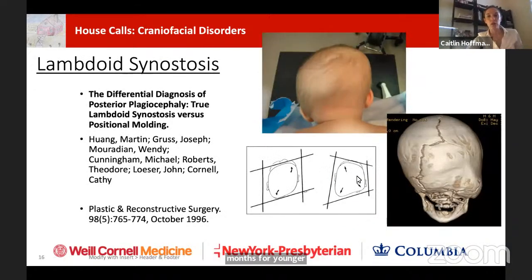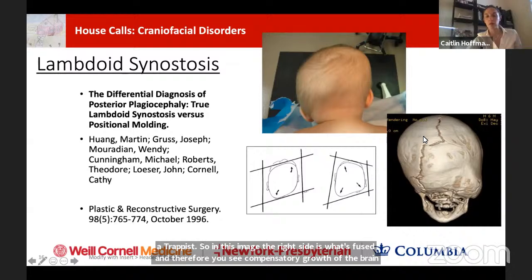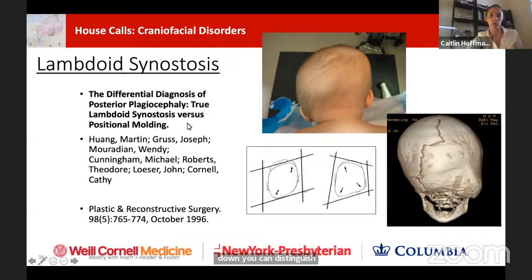Lastly, lambdoid synostosis, again, the hardest to diagnose because it can look a lot like plagiocephaly in younger children, but here's the difference. Plagiocephaly looks like a parallelogram as we already reviewed. Lambdoid synostosis looks like a trapezoid. So in this image, the right side is what's fused, and therefore you see compensatory growth of the brain outward involving the forehead and the occiput. So you end up with a trapezoid. So if you look at the child from the top down, you can distinguish the diagnosis. On CT here, you can see this fused right-sided lambdoid suture. It's gone with the patent remaining sagittal and contralateral lambdoid sutures.